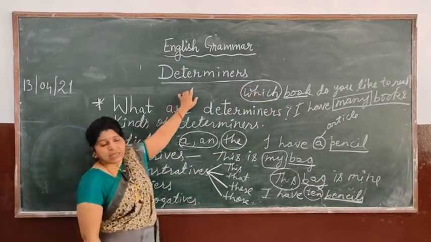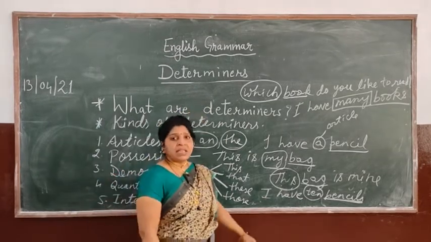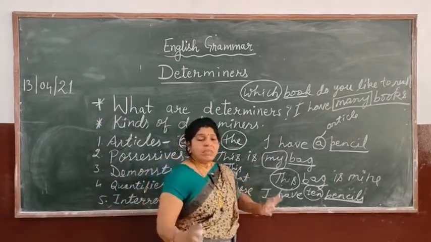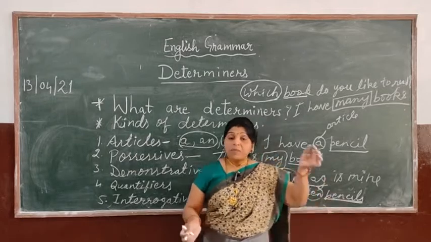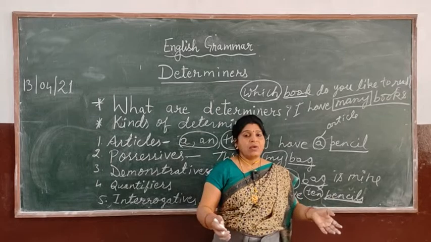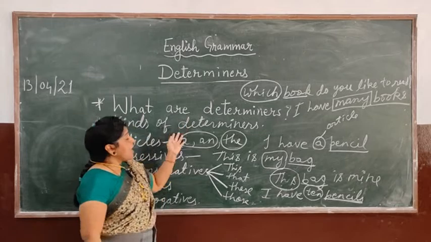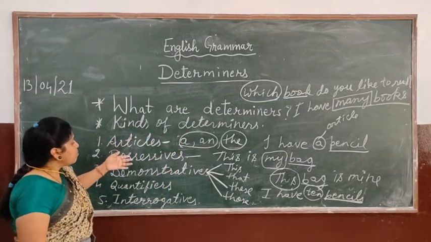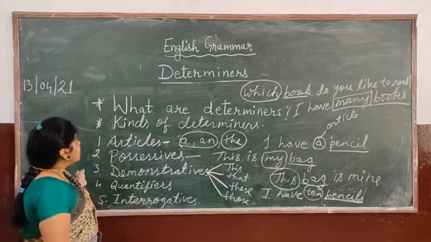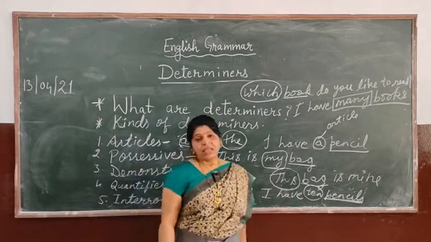So here in this case, which is an interrogative determiner. Clear? So let us recap the things that we have learned today. What are determiners? Determiners are the words used before the noun and they qualify the noun just like an adjective does. And what are the kinds of determiners? Article, possessive, demonstrative, quantifiers, interrogative. These are the kinds of determiners. Clear? Hope the topic is clear to you.